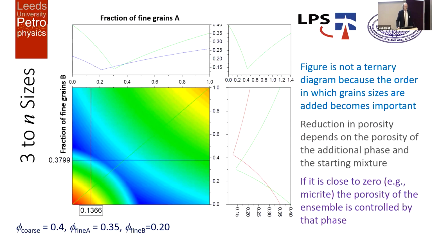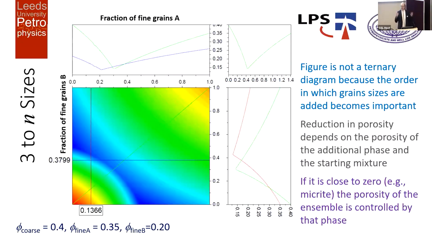However, it must be said that if you are introducing a third phase which is very, very low porosity, such as a micrite, then that, of course, is going to control your situation. You might expect a mixture of 3 grains to be represented as a ternary diagram. The reason it's not a ternary diagram is actually it depends upon the introduction of each of the grain sizes. And so this is effectively 4 ternary diagrams plotted on top of each other because it matters which grains you add in which order.